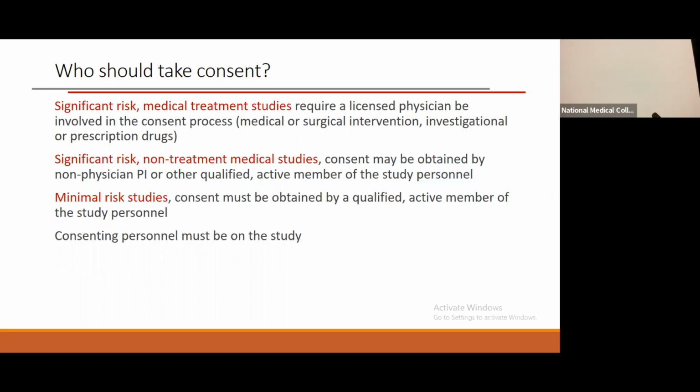If it's a significant risk but non-treatment medical study, that is a non-interventional study, then consent may be obtained by a non-physician PI or co-PI. If it is a minimal risk study, like a blood sample or questionnaire-based study, then it can be taken by any member of the study personnel. But the person who is taking consent must be part of the study. It cannot be a nurse who is sitting there and doesn't know anything about the study. She is taking consent? No.